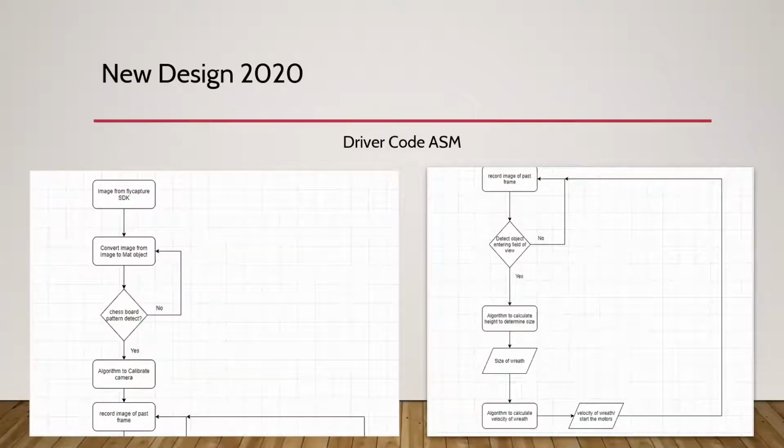Here we have a simplified ASM chart of the driver code. On startup, the camera will be calibrated to improve measured values. Once the code detects a wreath entering the field of view, the process to obtain the size is implemented, which would also obtain the velocity. Once the camera detects a new wreath entering, it will send out a flag that will indicate the start of the motors. These blocks will be explained in more detail in the following slides.